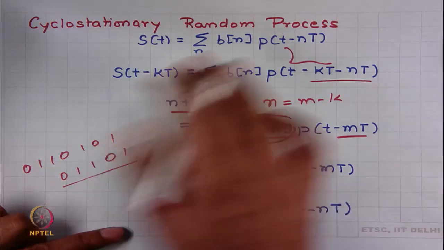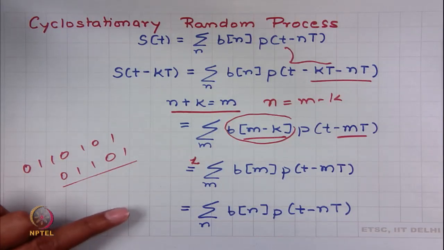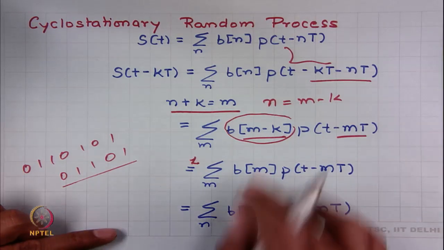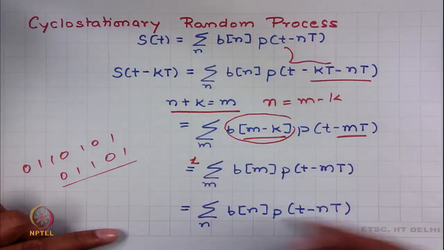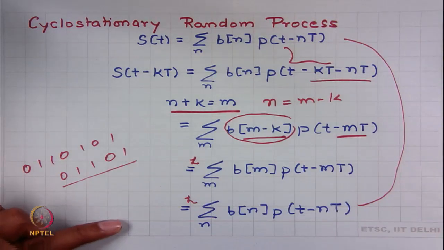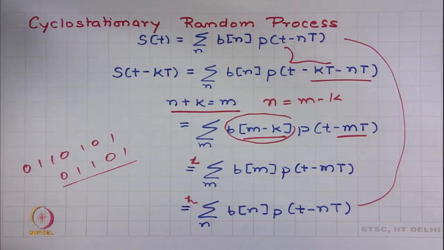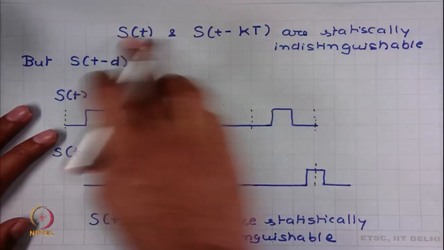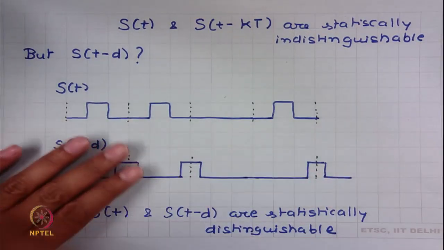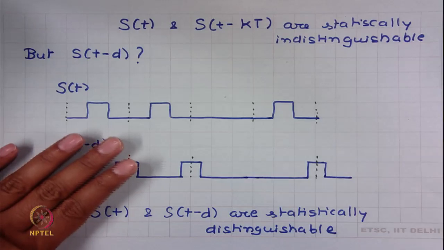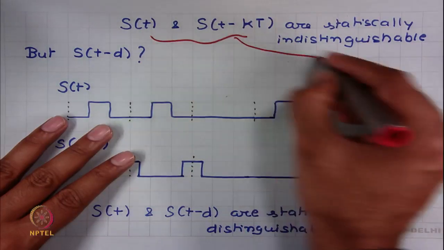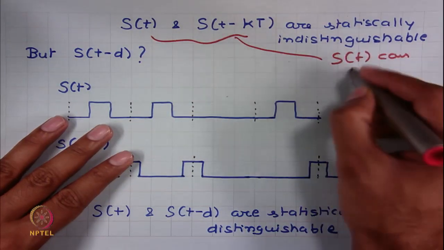So, we say that they have the same statistical properties, and I can also replace this m with n, because I want to use n instead of m. So, this is statistically the same as the thing with which we started. So, what we can say is St and St minus kT are statistically indistinguishable. There is no way to differentiate between St and St minus kT, and hence we are pointing out that this probably St can be a stationary process.